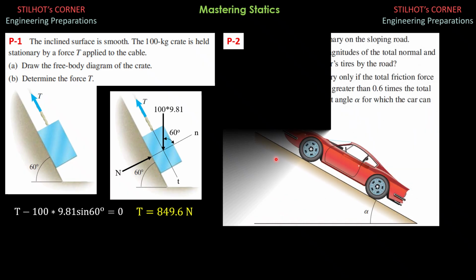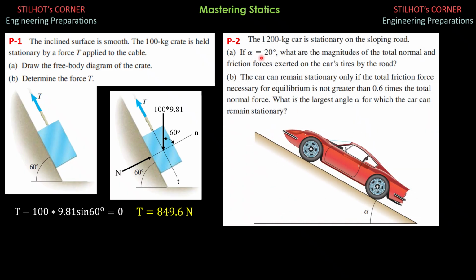Then we proceed to the next problem. The 1,200 kilogram car is stationary on the sloping road. If alpha is 20 degrees, what are the magnitudes of the total normal and friction forces exerted on the car's tires by the road? Then part B, the car can remain stationary if the total friction force necessary for equilibrium is not greater than 0.6 times the total normal force. What is the largest angle for which the car can remain stationary?